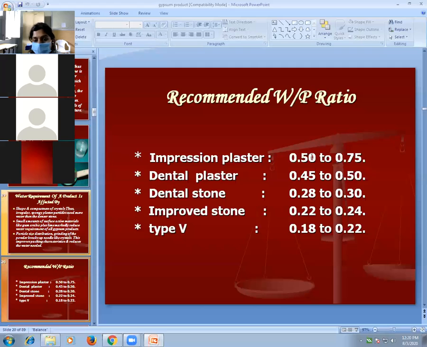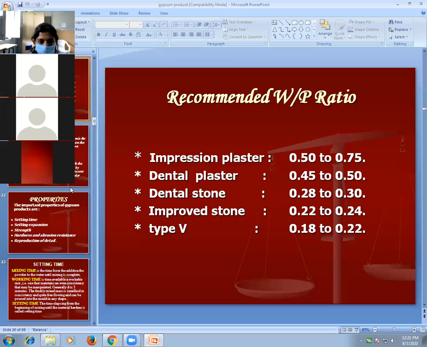For the impression plaster it is 0.5 to 0.7, dental plaster 0.4 to 0.5, dental stone 0.2 to 0.3, improved stone 0.2 to 0.24, and type 5 is again 0.18 to 0.22. So here the impression plaster requires more water compared to the type 5 stone. So again the properties of the material depend on the ratio of water.